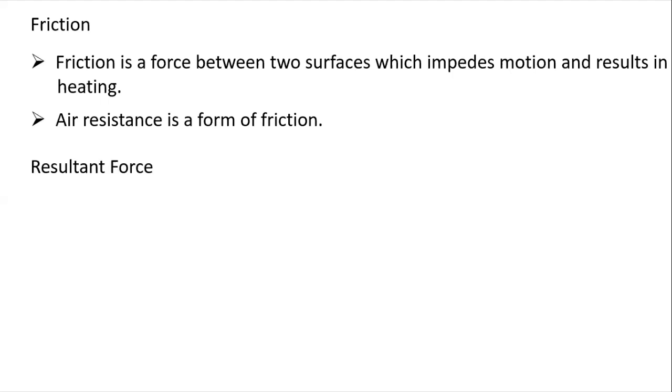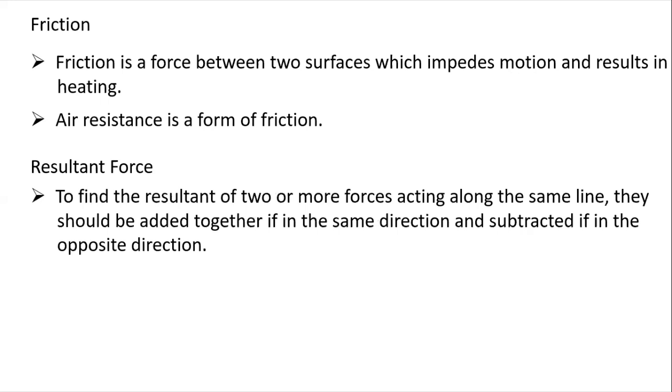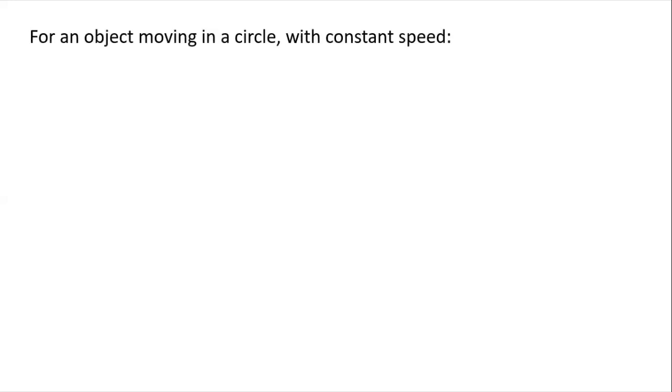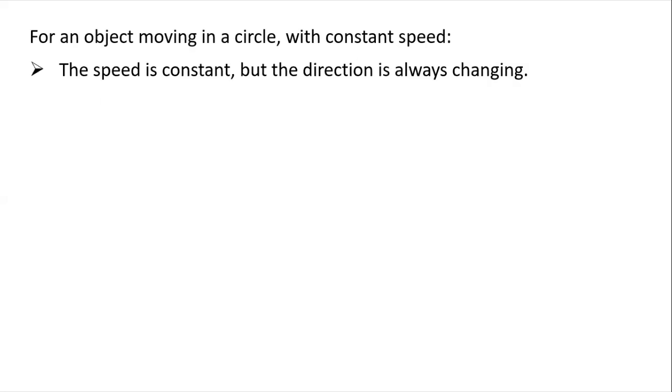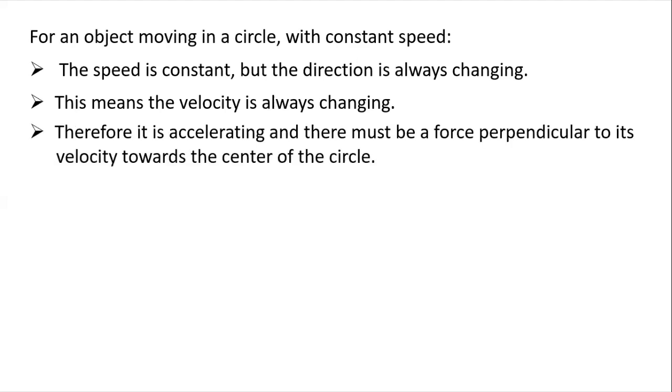Resultant force. To find the resultant of two or more forces acting along the same line, they should be added together if in the same direction and subtracted if in the opposite direction. For an object moving in a circle with constant speed, the speed is constant but the direction is always changing. This means the velocity is always changing. Therefore, it is accelerating and there must be a force perpendicular to its velocity toward the center of the circle.